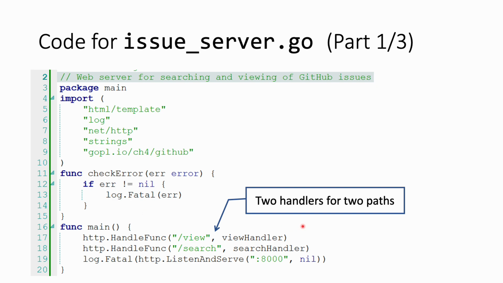This web server will have two handlers for two paths, /view and /search. In the main function, it connects the view handler to the incoming URLs matching the /view path and connects the search handler to the incoming URLs matching the /search path. The program then calls the http.ListenAndServe function to start listening on the TCP connection at port 8000.